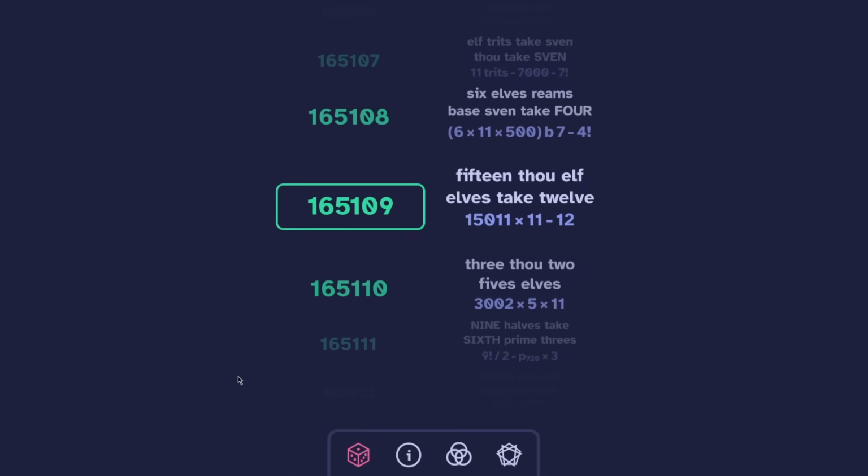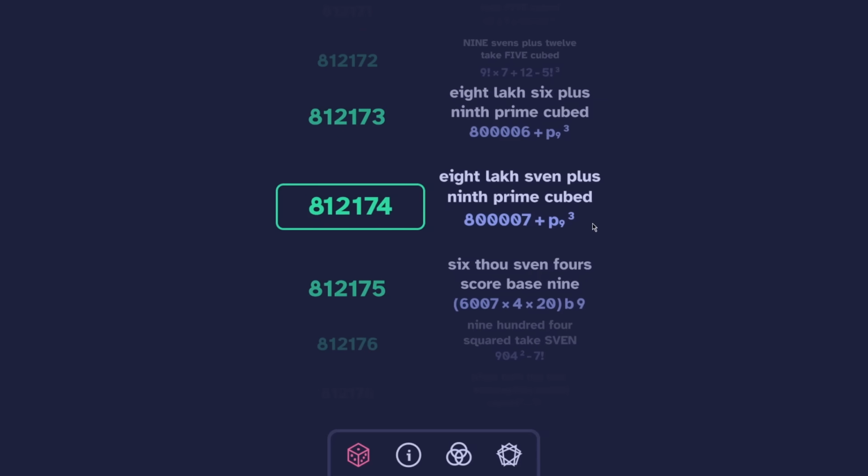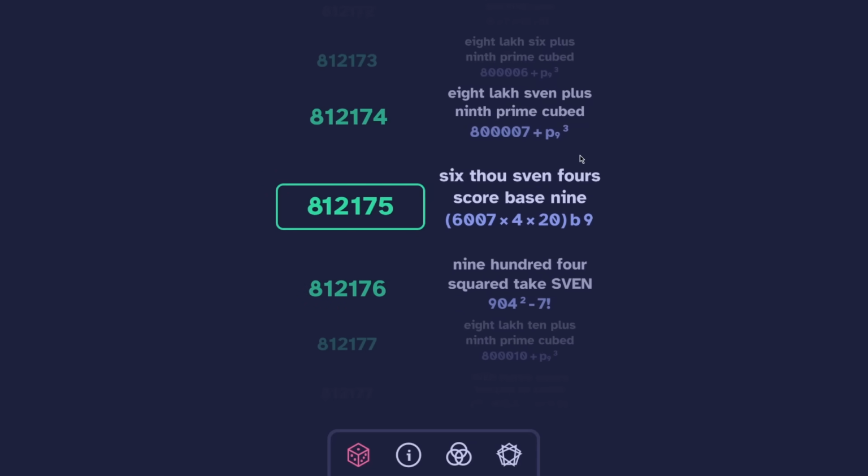So here's 15,000 elf elves, take 12. Oh 8 lock gosh. 6 plus 9th prime cubed. 8 lock 7. 8 lock. Oh, wow. 8 lock Sven. It's Sven, not 7. 6,000 Sven 4.